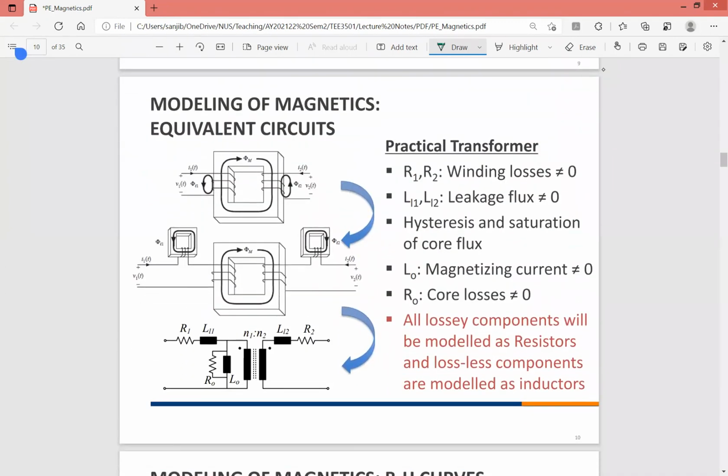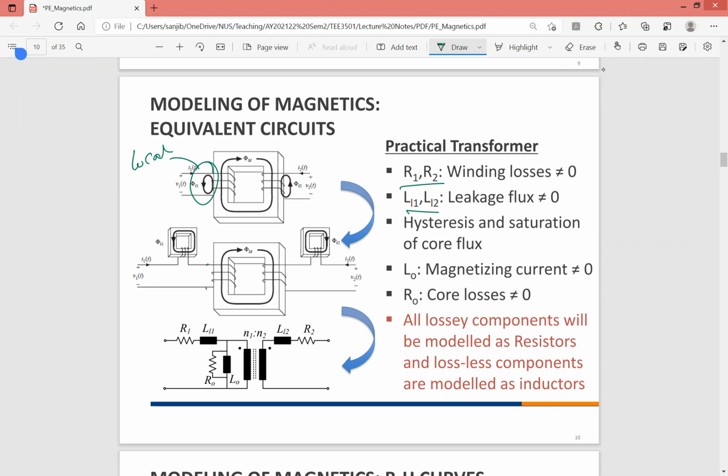Now, a practical transformer will have all the losses and limited permeability values, so it will have all the things that we ignored. For example, the windings will always have some resistance because they're made out of thin wires. And the two windings won't be perfectly coupled, so there would be some leakage. I think I talked about leakage earlier, but leakage is basically when you produce some flux which is local. It doesn't go through the core to the other side. This is the leakage, which is not linking the primary with the secondary.